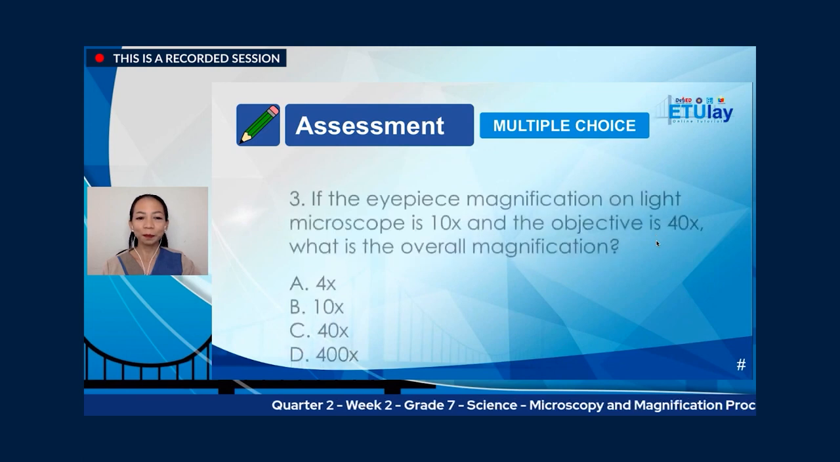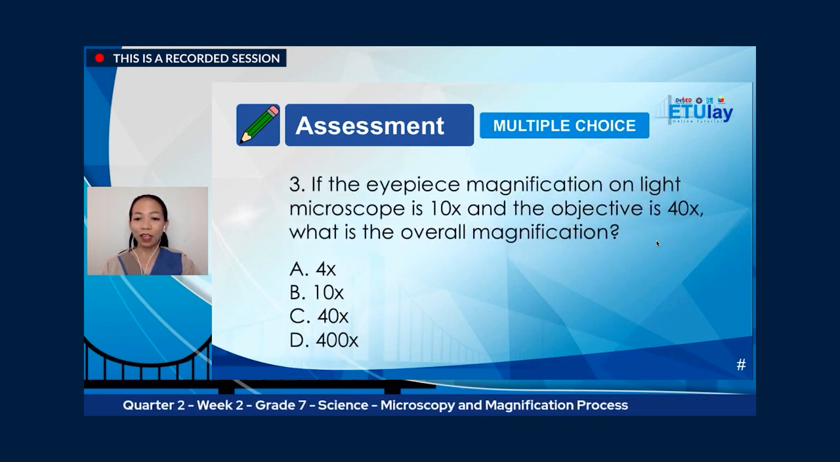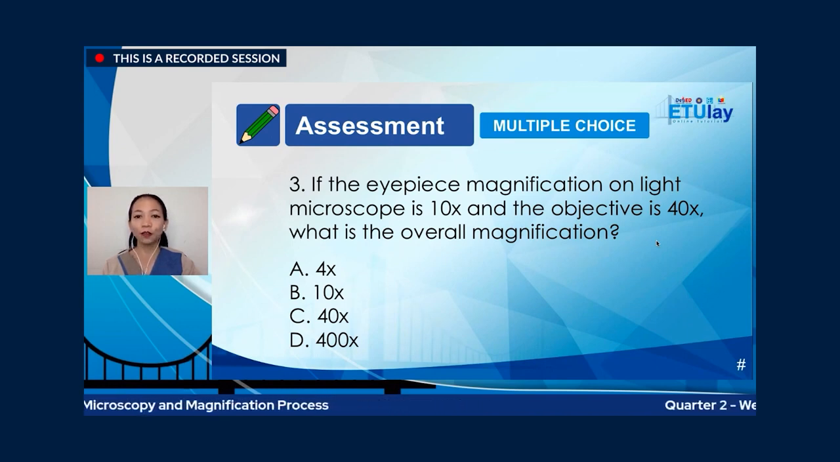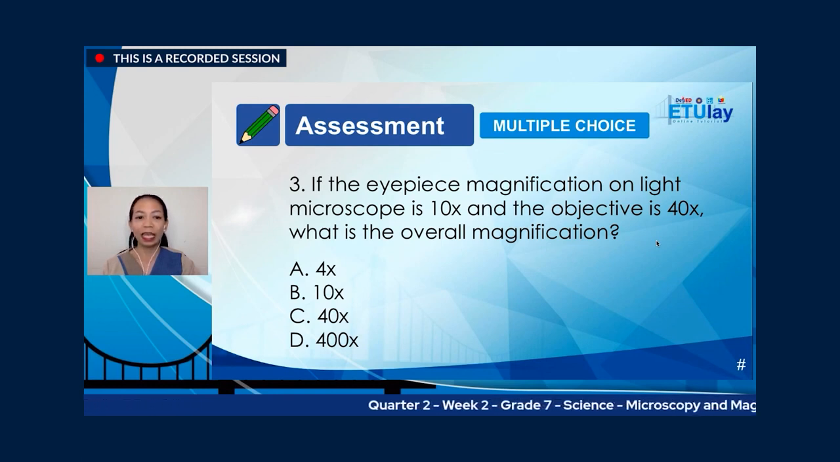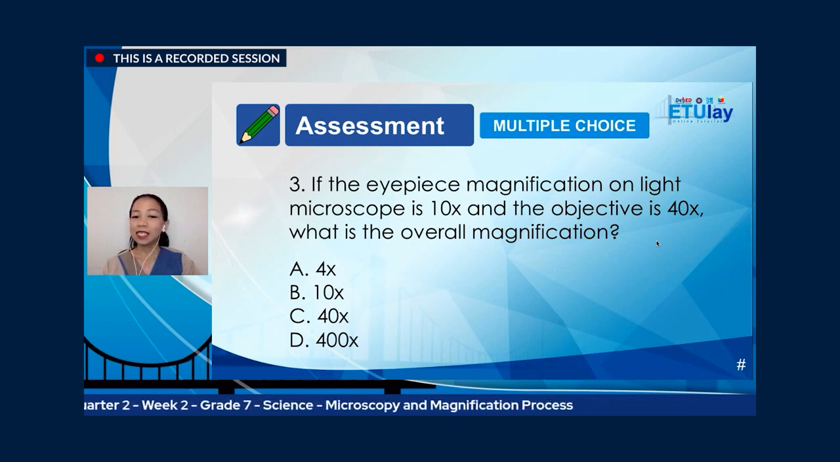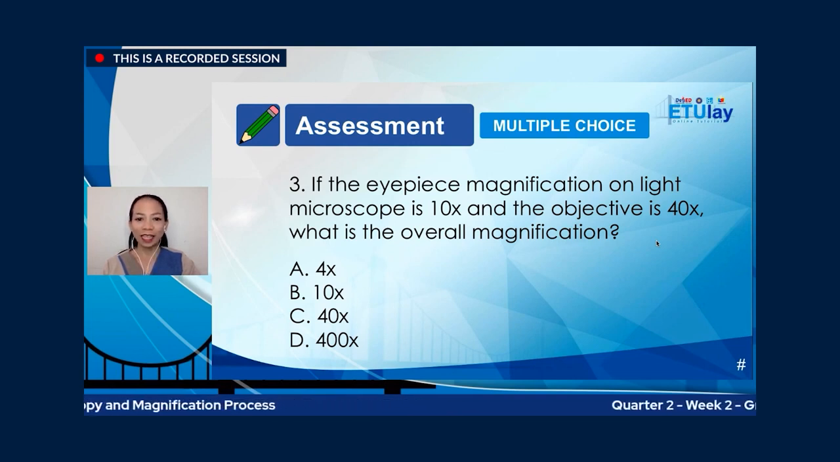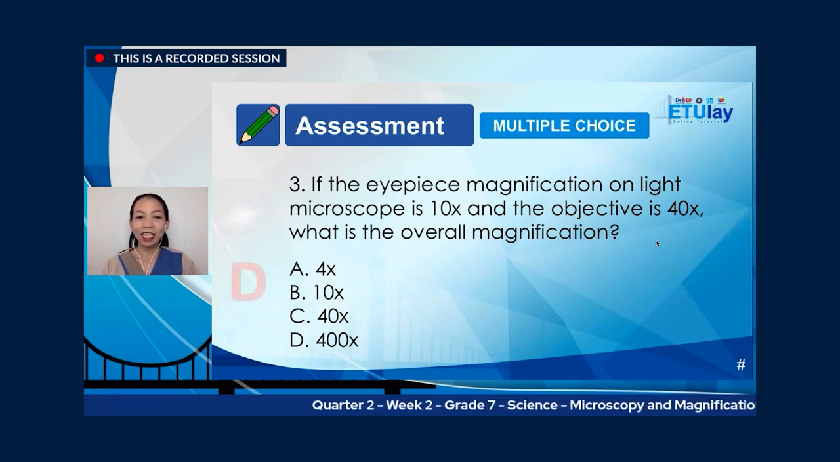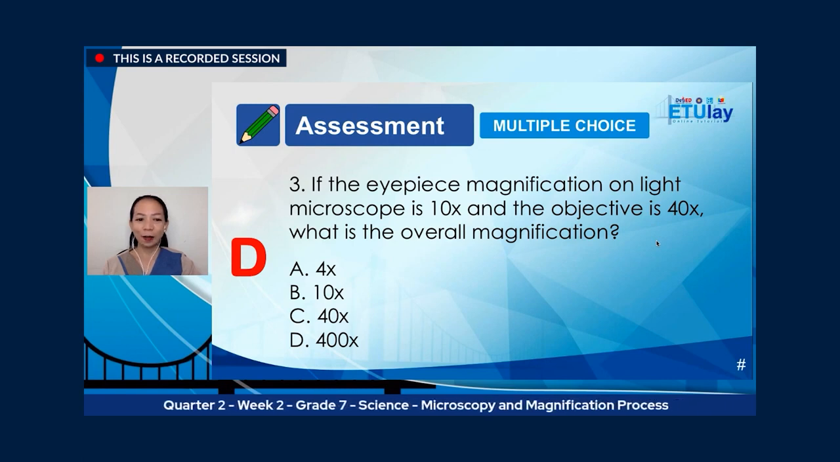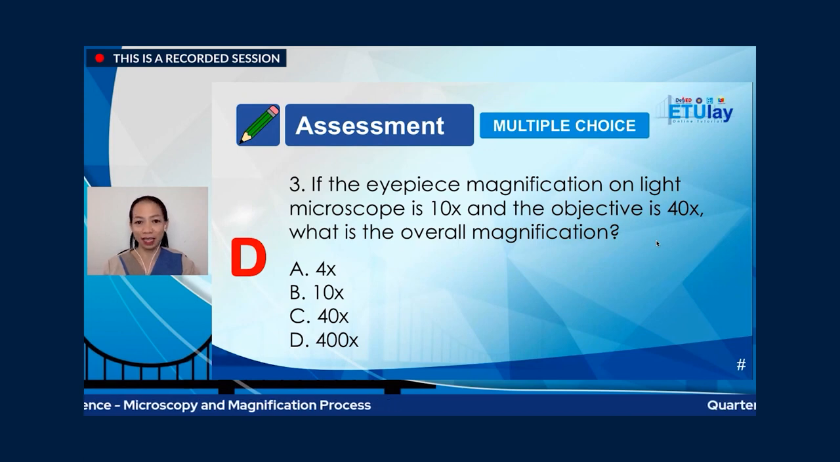Number 3, if the eyepiece magnification on light microscope is 10 times and the objective is 40 times, what is the overall magnification? A, 4 times, B, 10 times, C, 40 times, or D, 400 times. What is the overall magnification? Correct answer, letter D, 400 times.